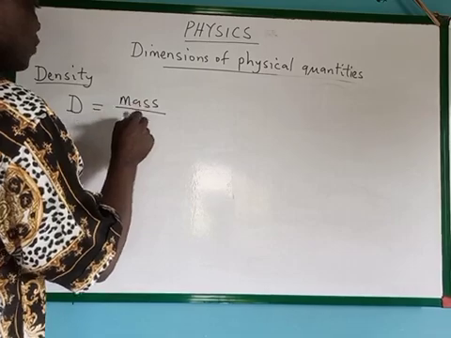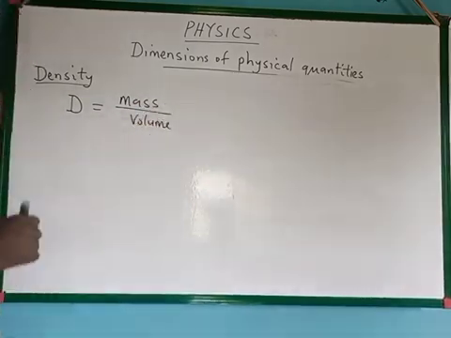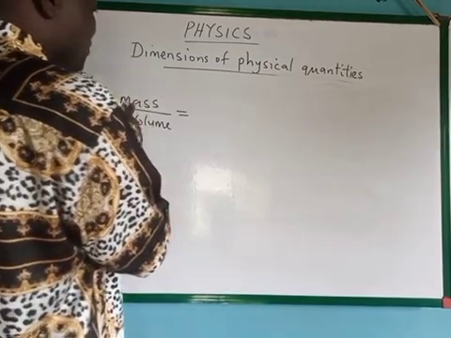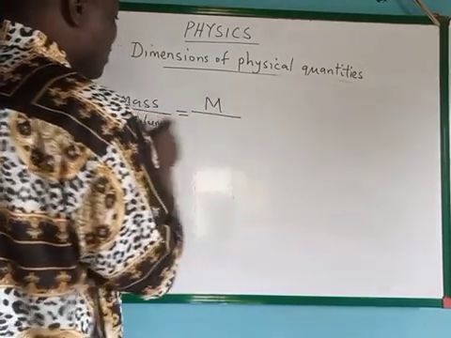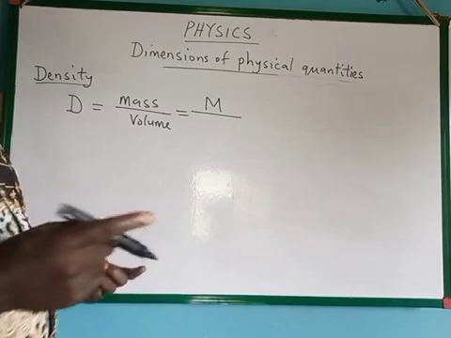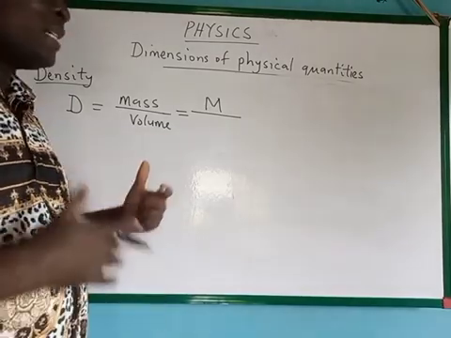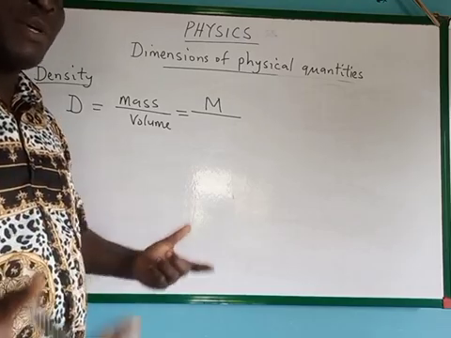divided by volume. Mass divided by volume, and we can write that as mass is a fundamental quantity. We write that as m. What about volume? Volume is not a fundamental quantity. Mark you, volume is a derived quantity, meaning it can be dimensioned or it needs to be dimensioned.